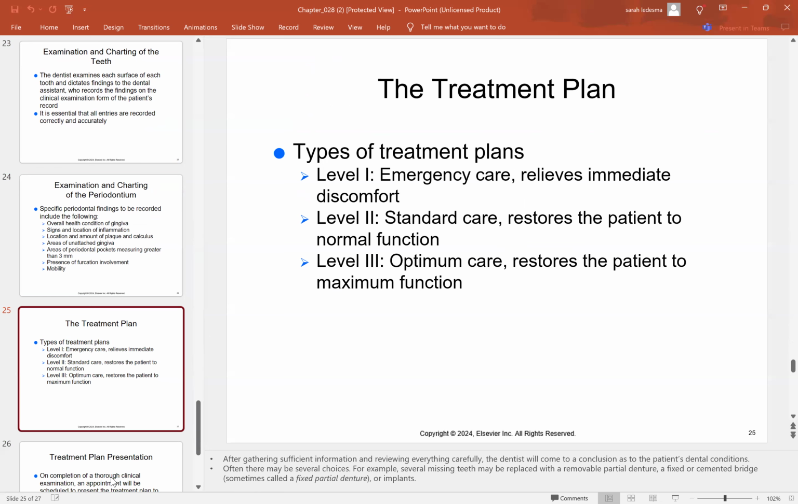There are three types of treatment plans: level 1, emergency care; level 2, standard care; and level 3, optimum care.